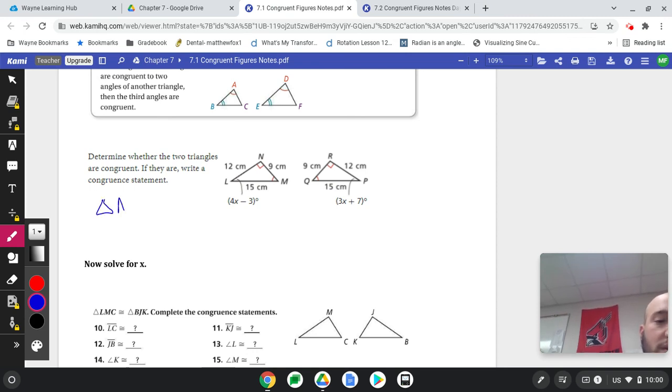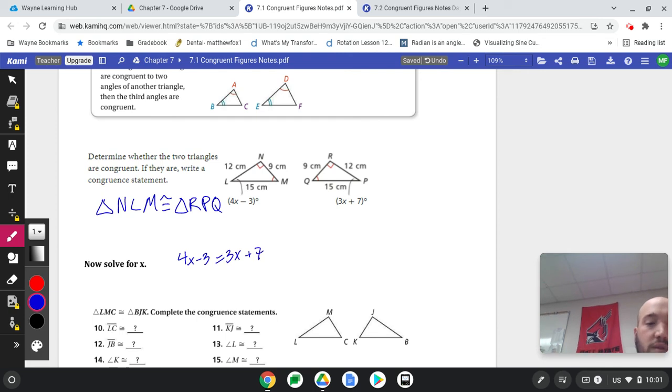So the triangle NLM would be congruent to, we said N matches with R because they're both right angles, so triangle R, L, we said matched with P, and M matched with Q. Now to solve for x, all we do, L was 4x minus 3, so that will match up with P, 3x plus 7, because they are both the second. So we just set them equal to each other. 4x minus 3 equals 3x plus 7. Subtract the 3x, add the 3, x equals 10.